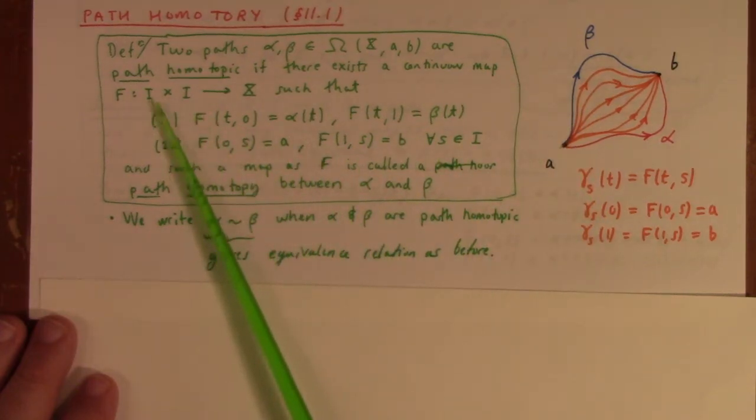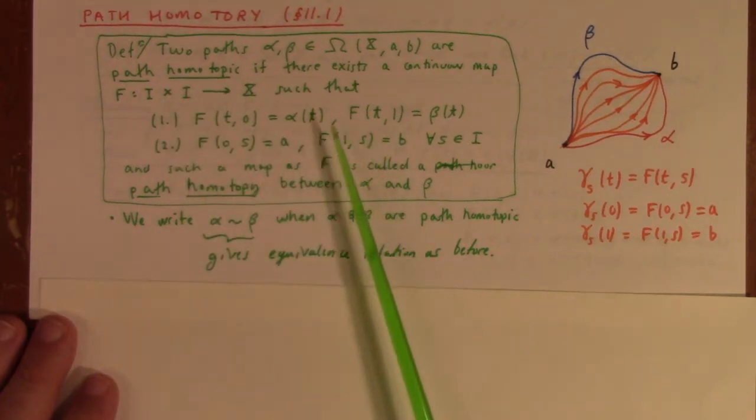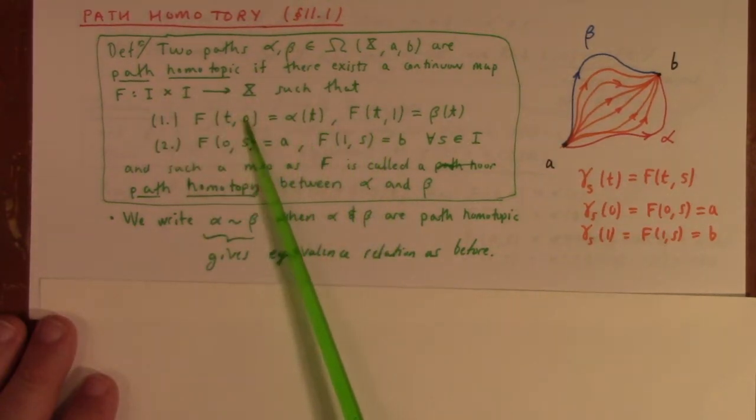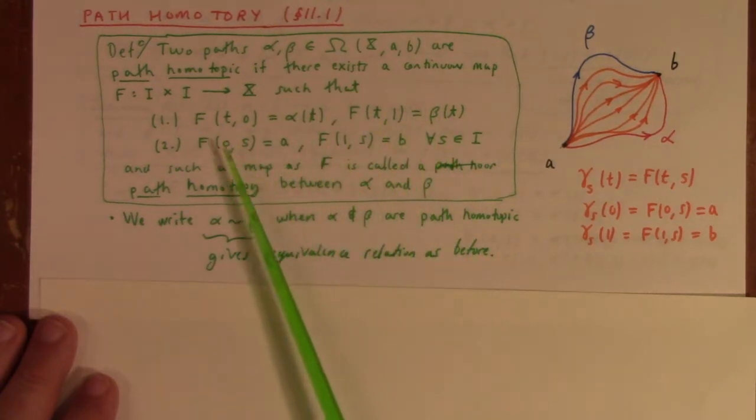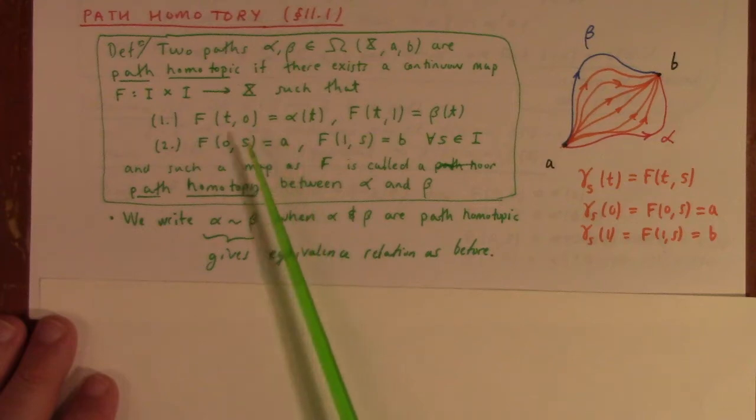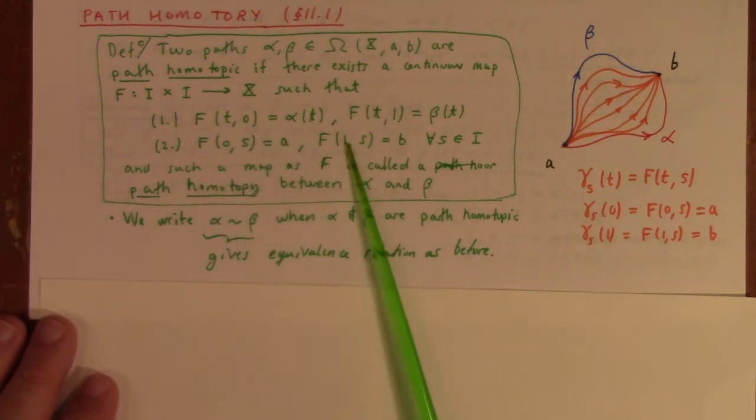continuous mapping from I cross I to X, such that when you plug in 0 into the second part you get alpha, 1 into the second part you get beta, and then if you plug in 0 to the first part you get A, and if you plug in 1 to the first entry you get B.